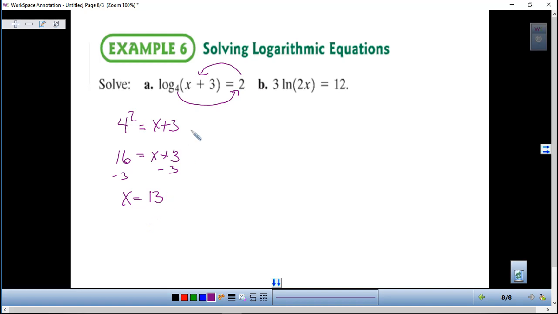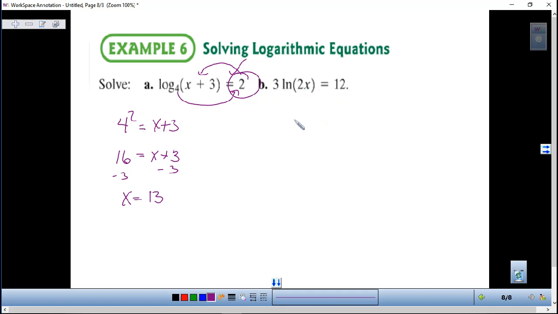Now, always go back and plug in. If I plug in 13 right here, 13 plus 3 gives me 16. What is the log base 4 of 16? Well, 4 to what power would give you 16? And ta-da, it is 2. So it does check out.